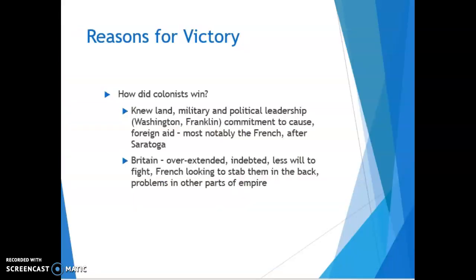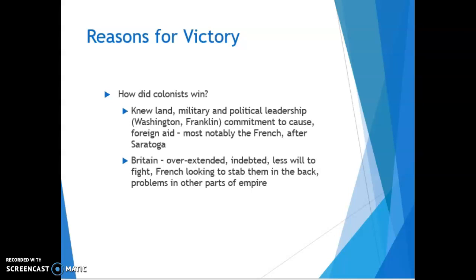Now, you know the end of the story here, that the colonists are going to win, but let's get into why this is. Well, colonists are going to accumulate some victories, and particularly after the Battle of Saratoga, that's considered the turning point. That's going to give the French enough confidence that they can join a side that's going to defeat the British.